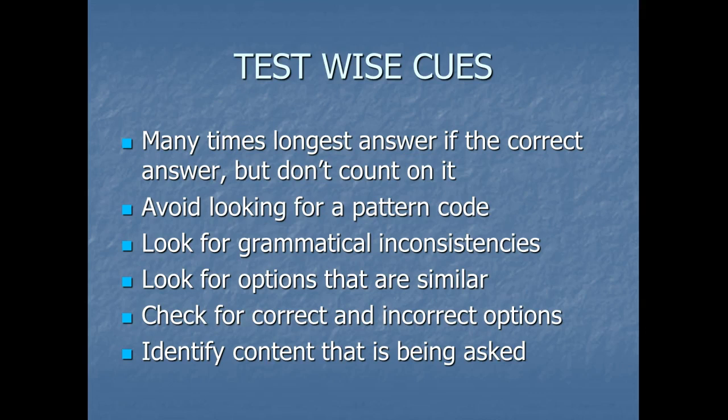Look for grammatical inconsistencies. I will give you an example of this, but it's looking at how the sentence is set up. Could you answer the question based on grammar? I will show you that so it makes more sense. This one's vague. Look for options that are similar. Many times, if it's a multiple choice question, 3 of the 4 options are incorrect, and the other one is correct. It is amazing how many times you can use this, because if you learn to get really good at this, you'll be able to group your distractors.